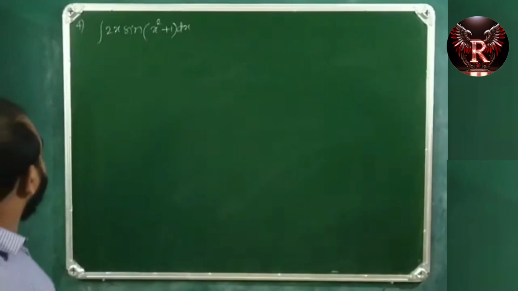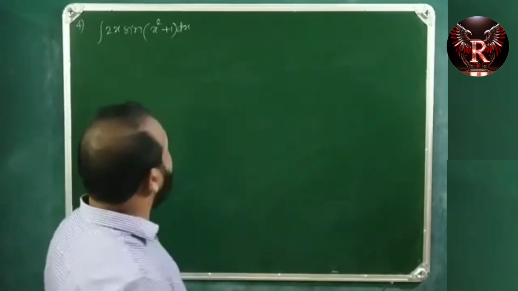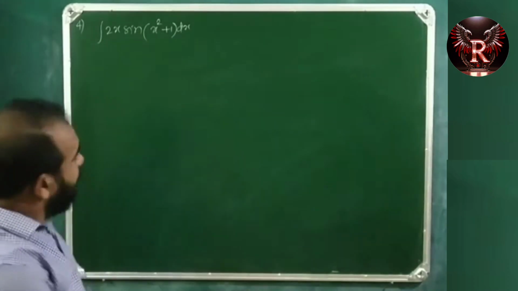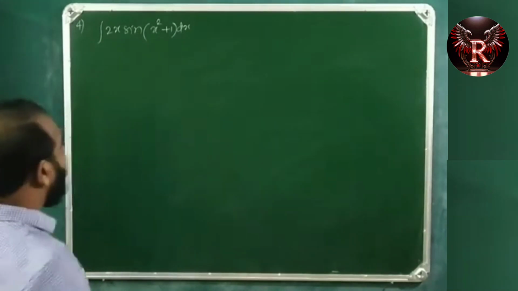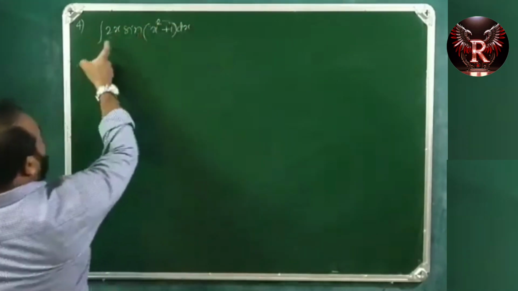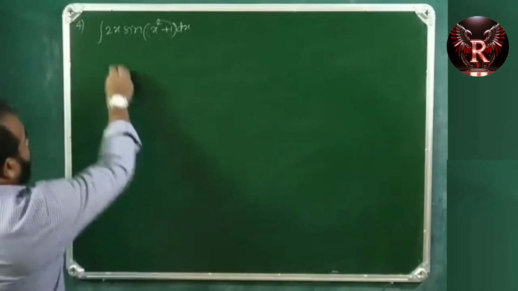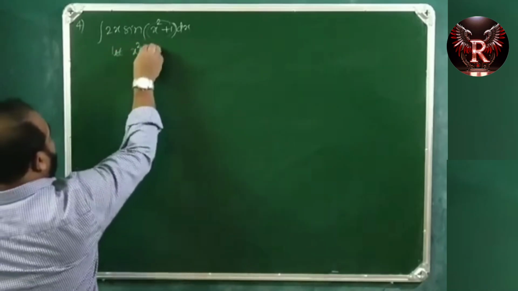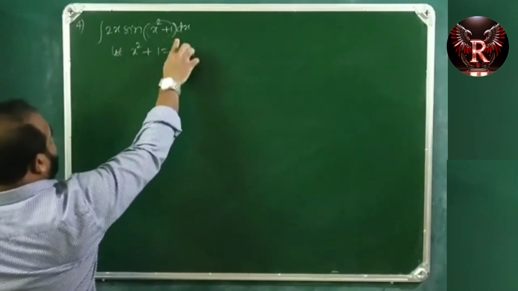Now the next question is integral 2x into sin of x square plus 1 dx. So we have seen earlier that x square plus 1's derivative is 2x, right? So let x square plus 1 is equals to t.